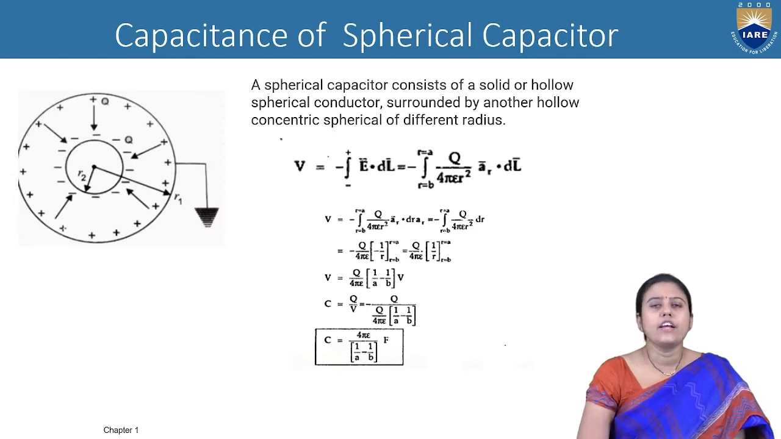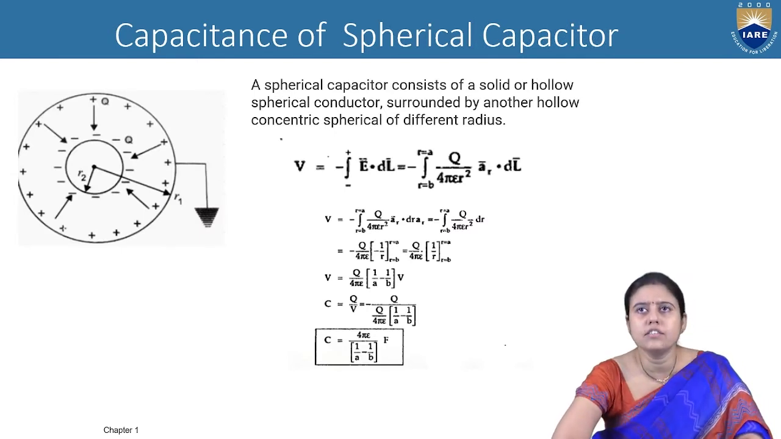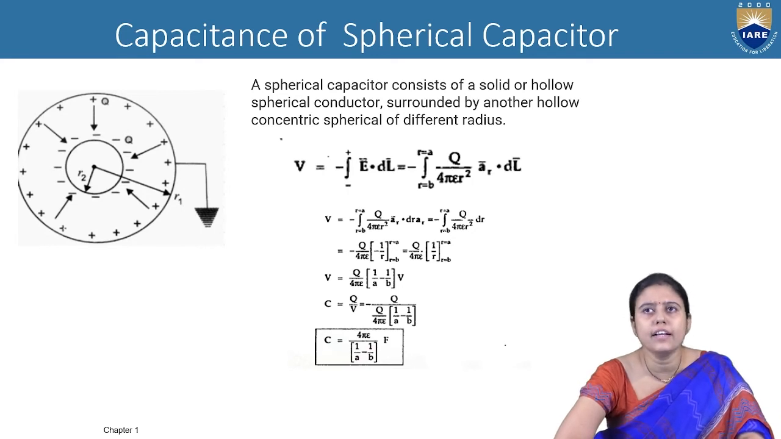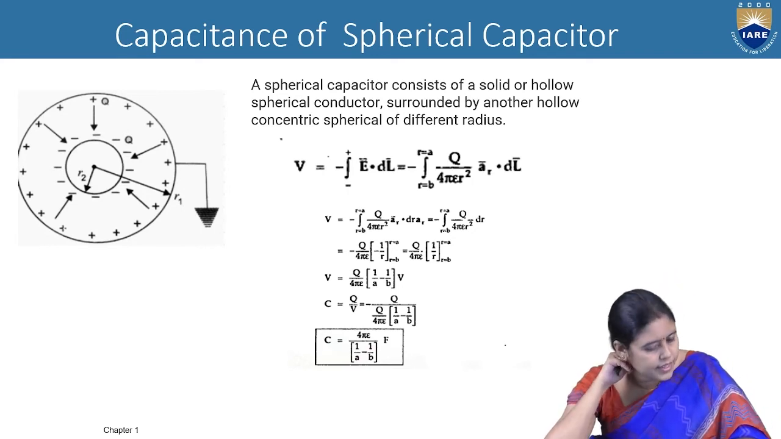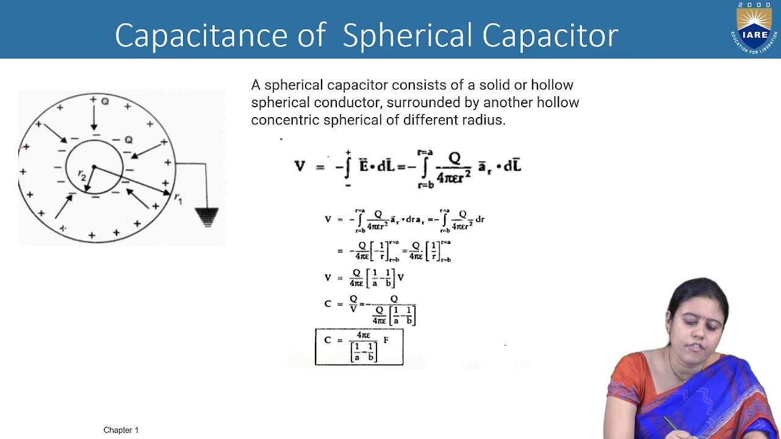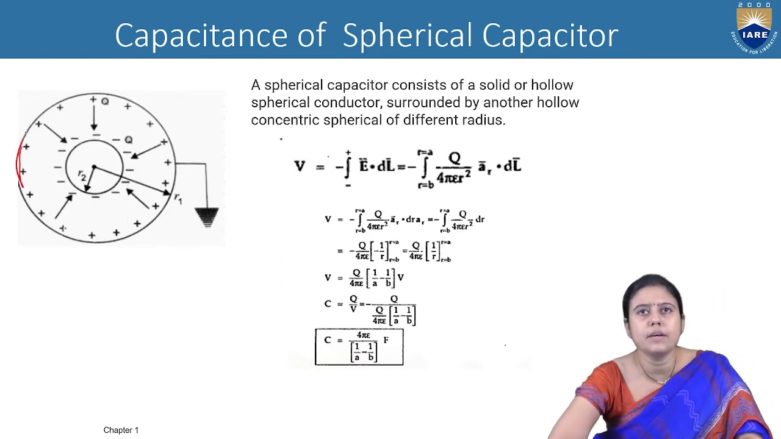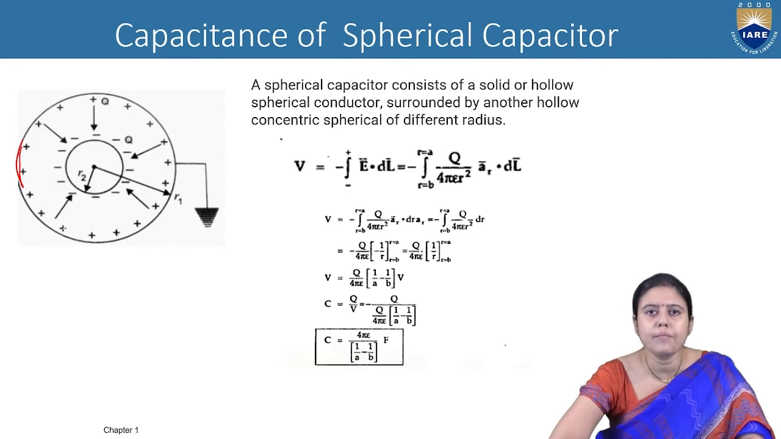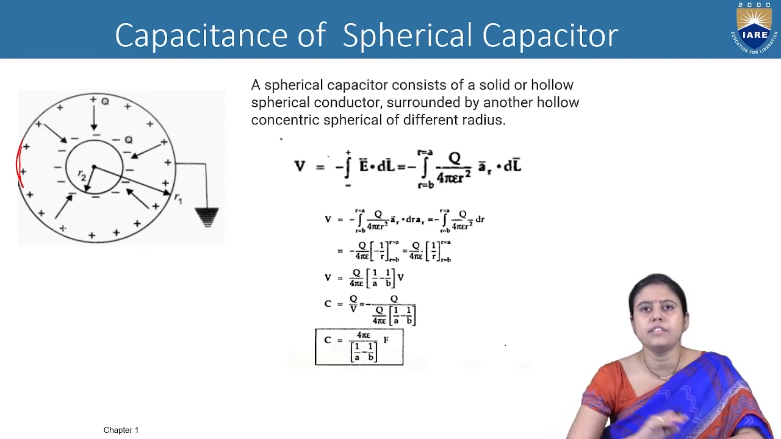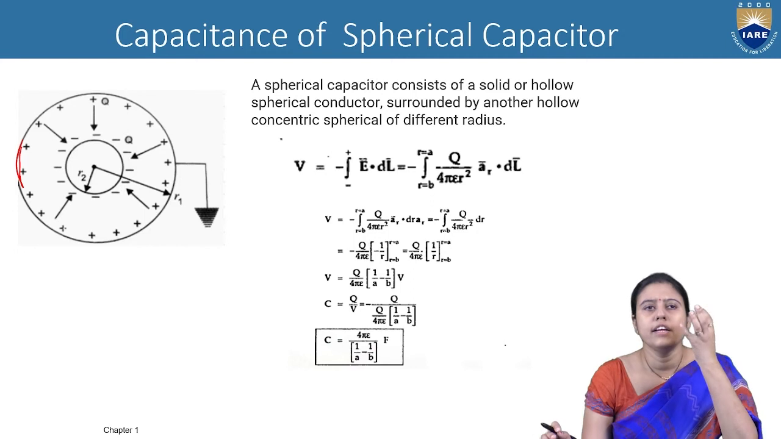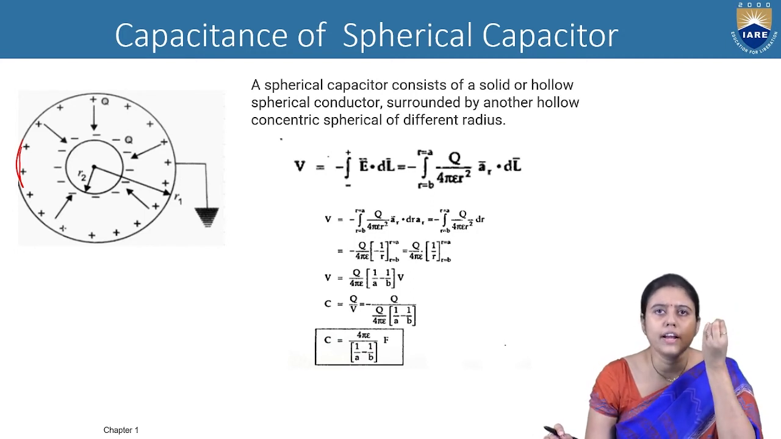Next one is the capacitance of a spherical capacitor. Same thing we will discuss here. What is the meaning of the spherical capacitance? Spherical capacitance means it looks like a sphere, like a ball.